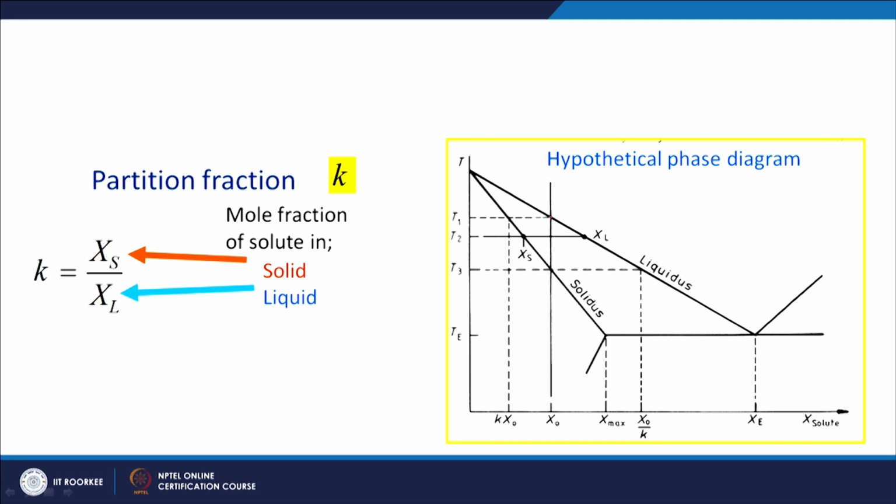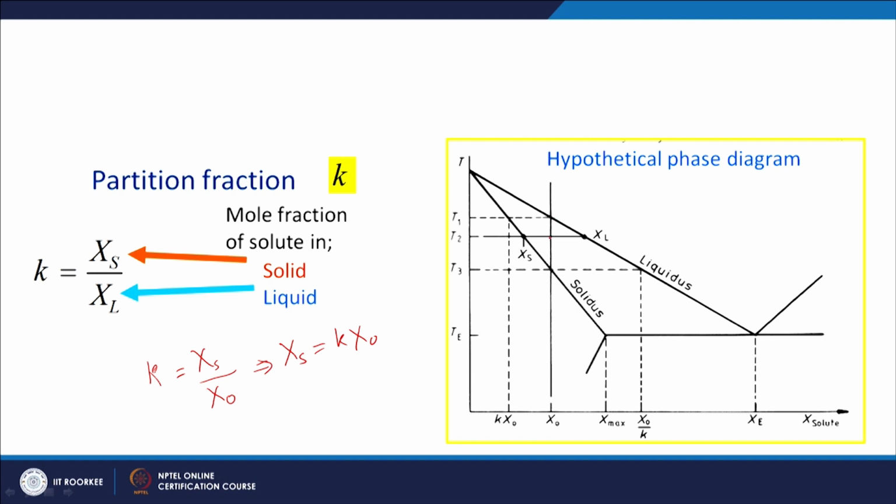At this point my liquid is totally liquid, so my liquid has the composition of X naught. So what will be the composition of solid at this point? I can just say that K equals XS over XL, and XL is the overall liquid which has a composition of X naught. So I can put XL as X naught right now at this condition, which gives me the composition of XS as K into X naught. That is what is written here.